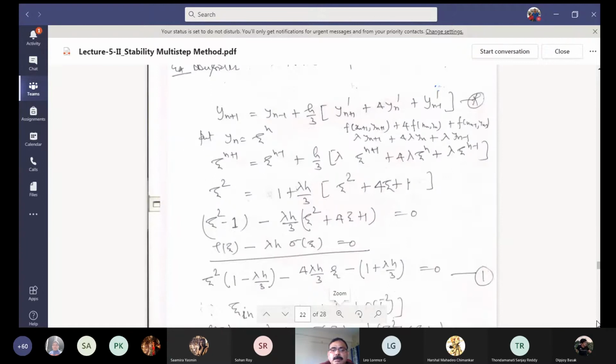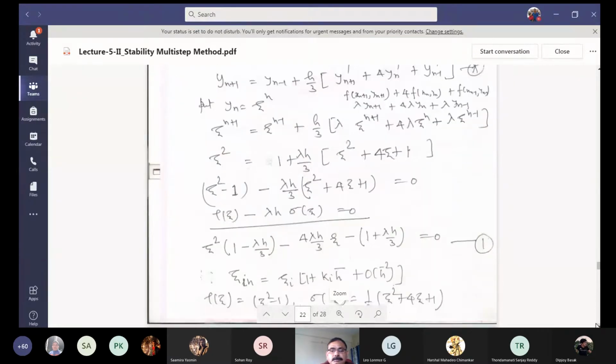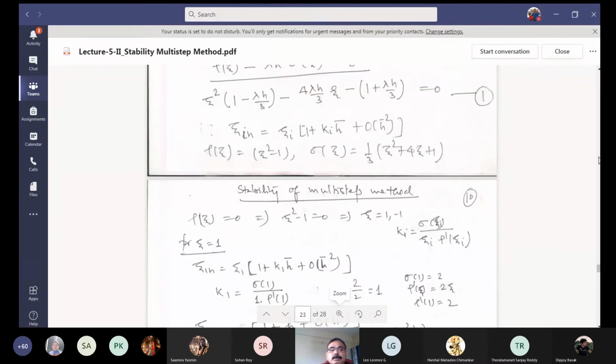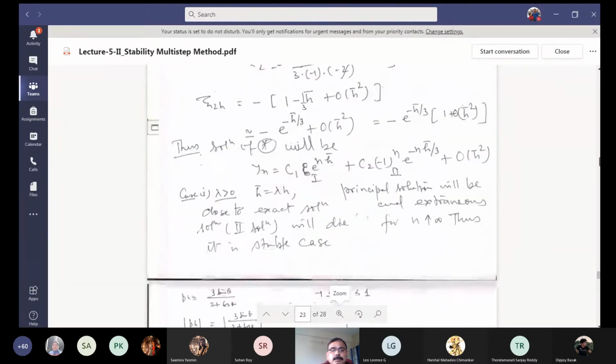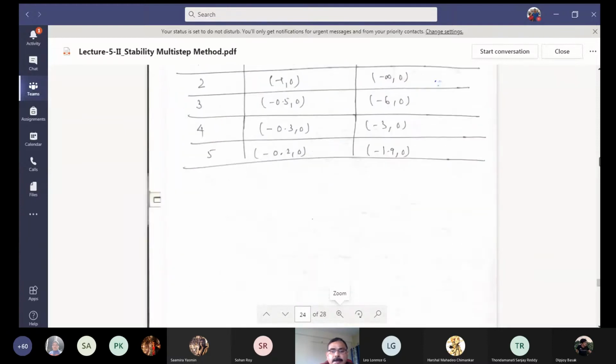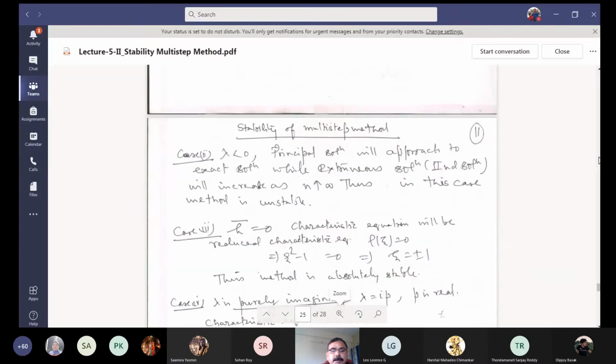So this page I will come back to later on. It is part of that.